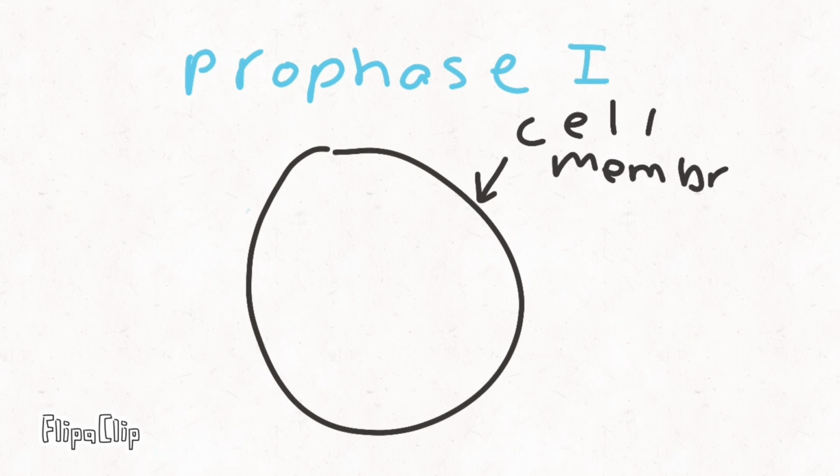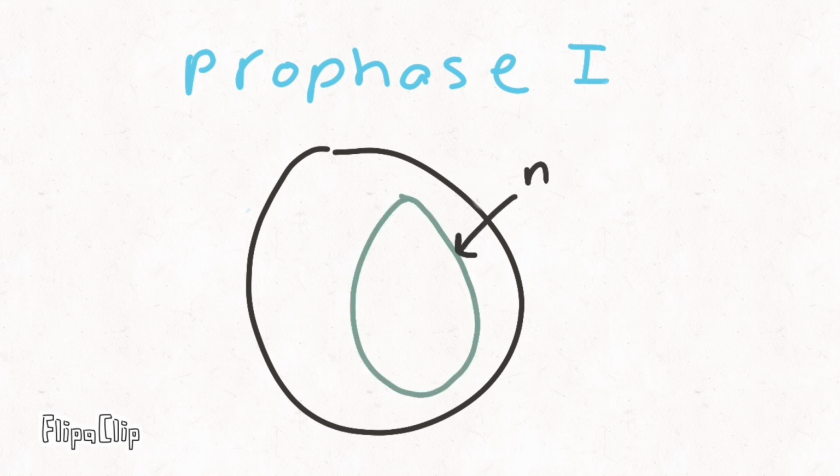After interphase, the cell will either perform mitosis or meiosis. This video will be showing meiosis, which is the division of the cell to create gametes. Meiosis begins with prophase 1.